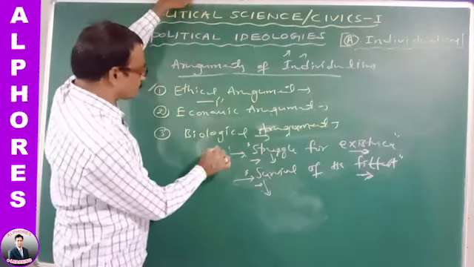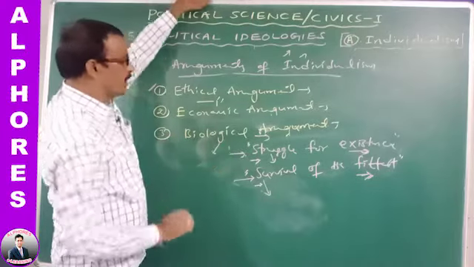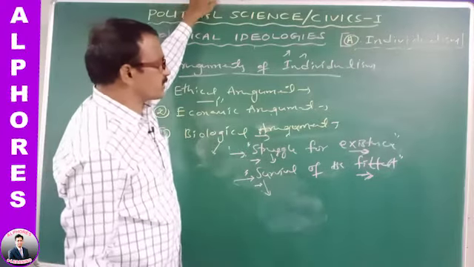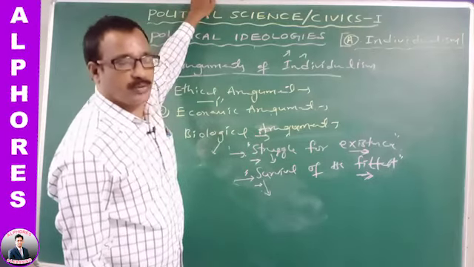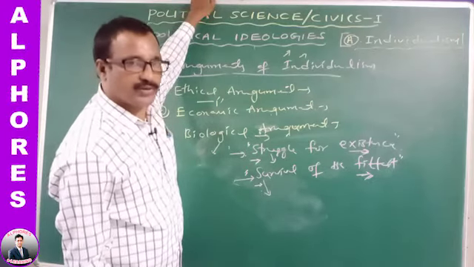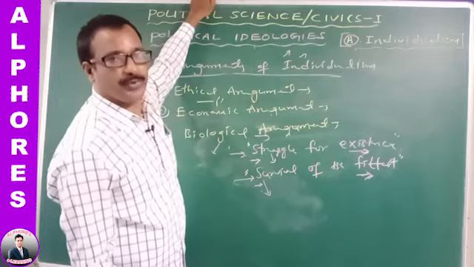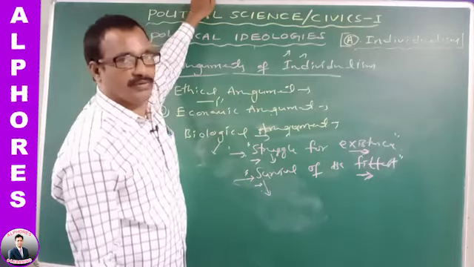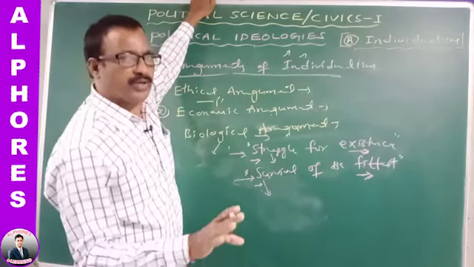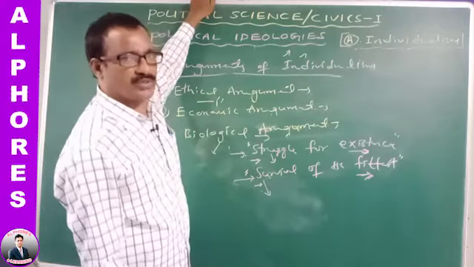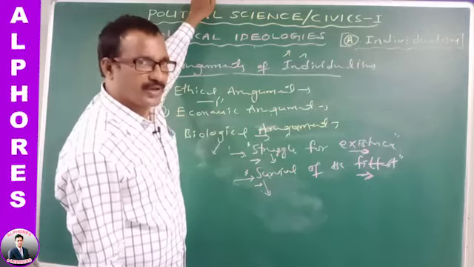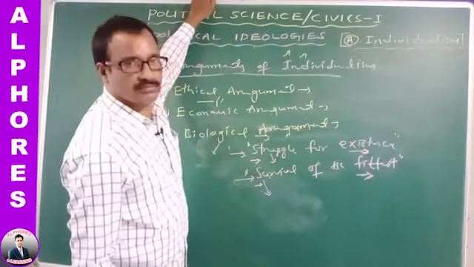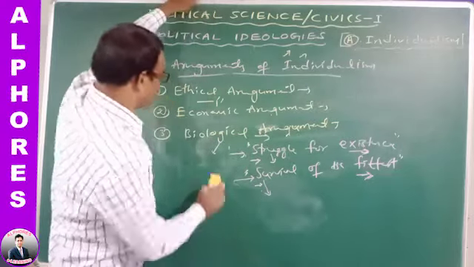And one more thing, according to the biological argument, the state should not do anything for poor people, for unhealthy people and some other weaker people. Simply the state should allow the individual to enjoy their freedom for their existence. Clear? It is one thing.